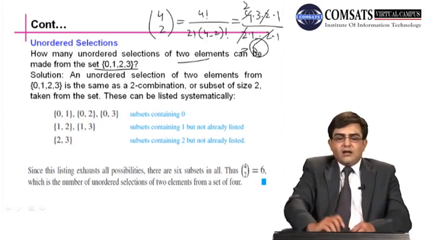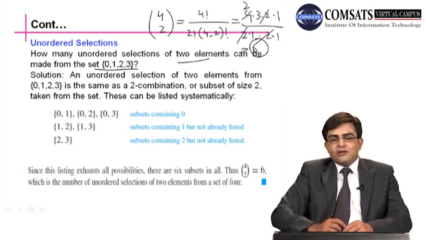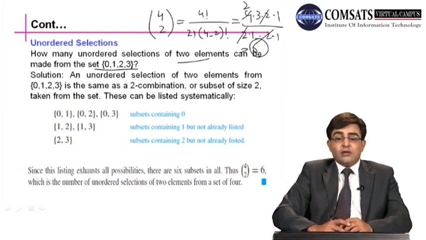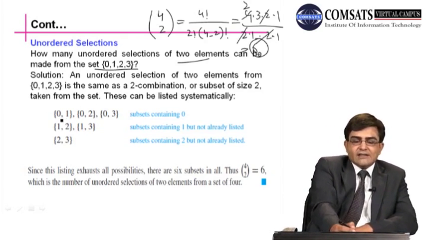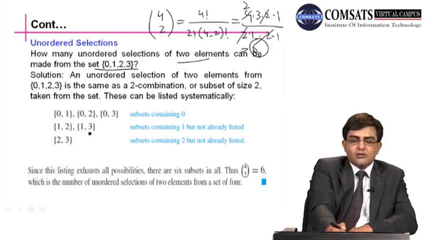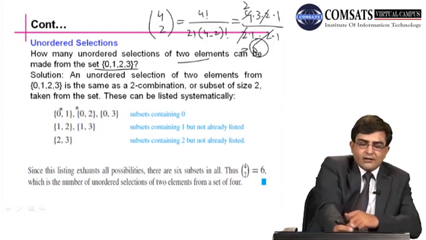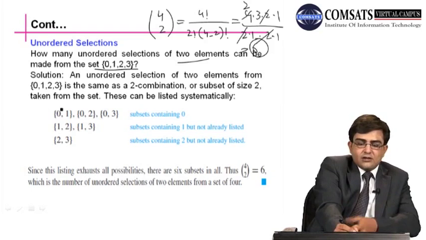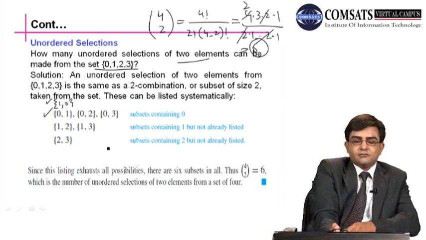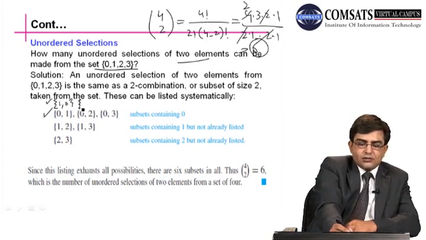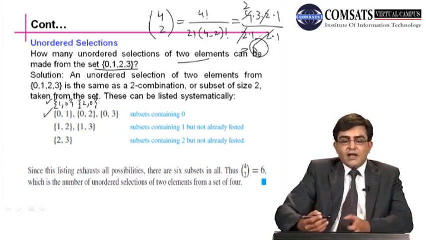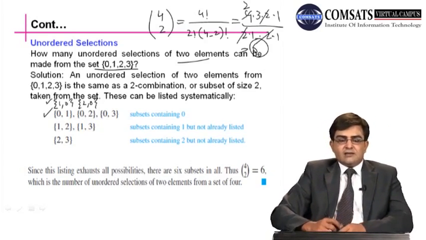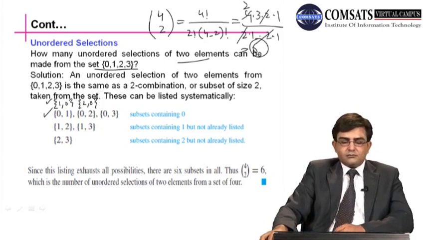So there are 6 unordered selections of 2 elements out of these 4 elements. So we can choose them as 0 1, 0 2, 0 3, 1 2, 1 3, 2 3. Now here the order is not necessary. 0 1 is equivalent to 1 0, meaning this set is equal to this set. Here also 0 2 is equal to 2 0, because order is not necessary. So such a type of selection is basically called an unordered selection.